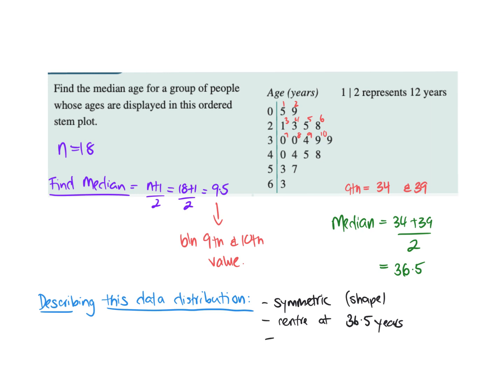Okay, and then we might say it has a spread of, and we'd have the maximum minus the minimum, so it was 63 minus 5, which would be 58. Yeah, a spread of 58 years. So we just did the range there, where we did max minus min.